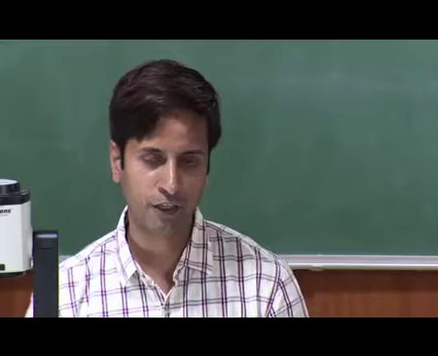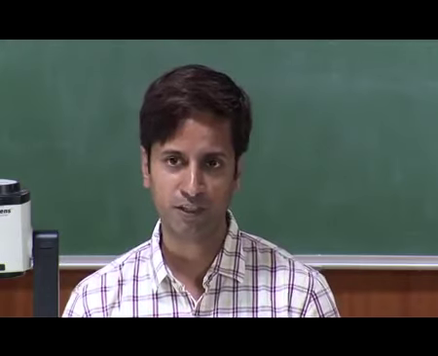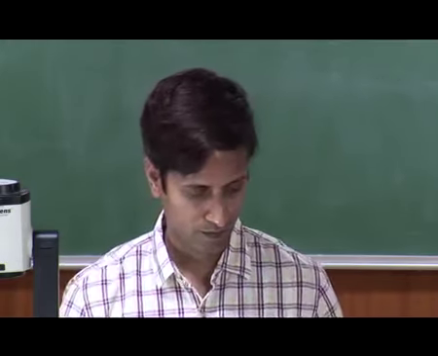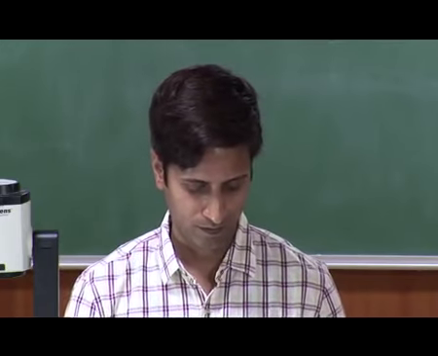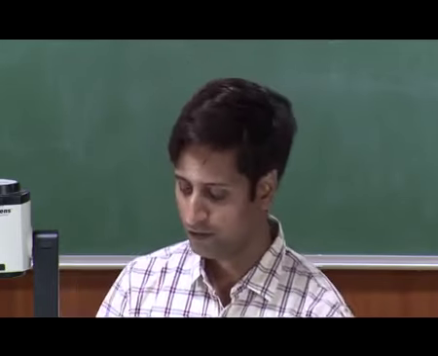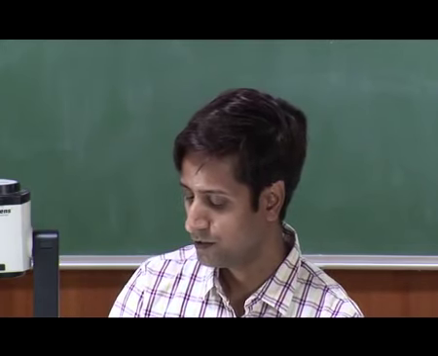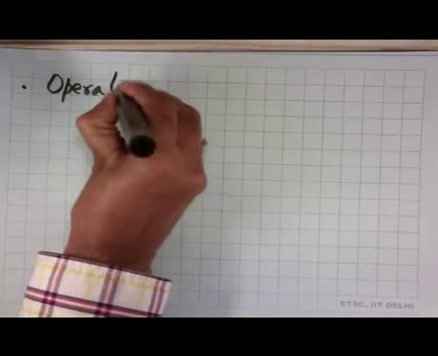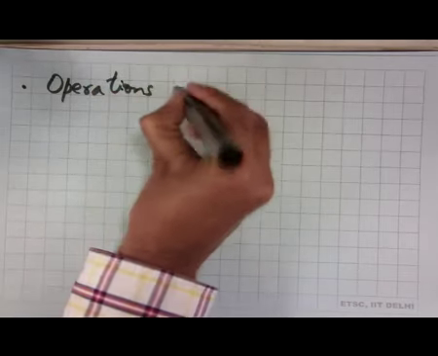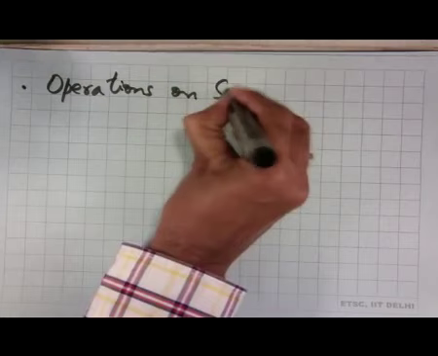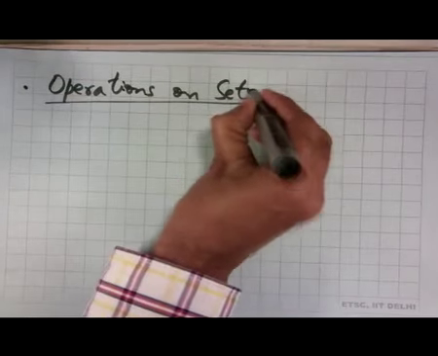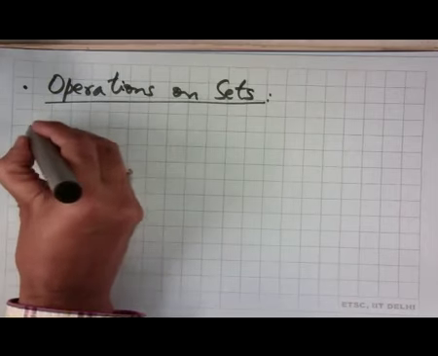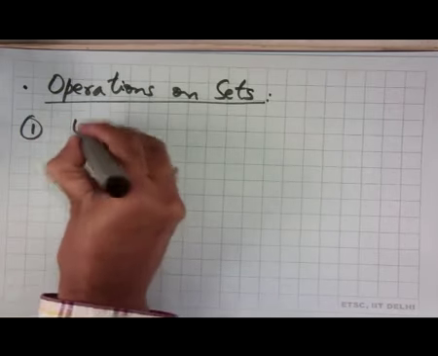So, this kind of counting you will also learn when you learn permutation and combination. So, now we will learn some operations on sets. So, the first one is called union.